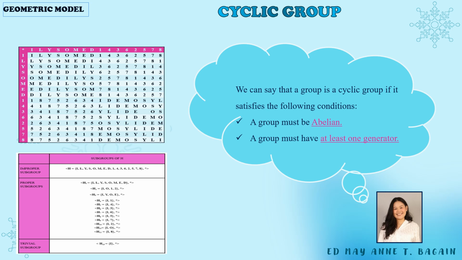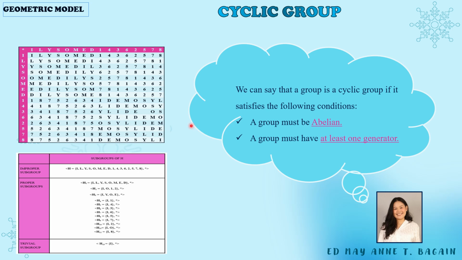A cyclic group is a type of mathematical group where all its elements can be generated by repeatedly applying a group operation to a single element called the generator. So we will be looking for the generator. A generator is an element that generates all the elements of the set. Okay, so that would be the generator.